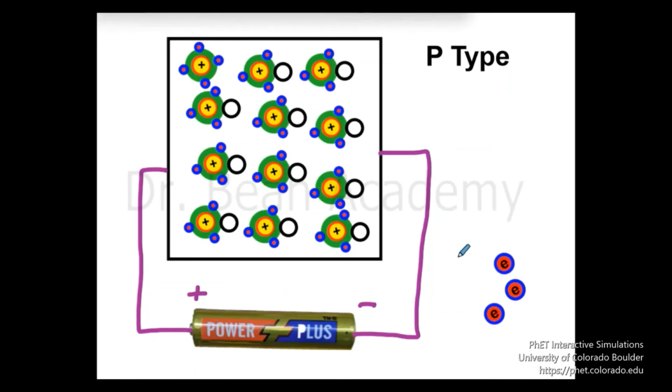When we apply the voltage, here we have the positive terminal of the battery and here the negative. You know that a p-type semiconductor like silicon has a lot of vacancies of electrons, which we call holes. And I told you that the holes are the primary or the majority charge carriers in p-type semiconductors.